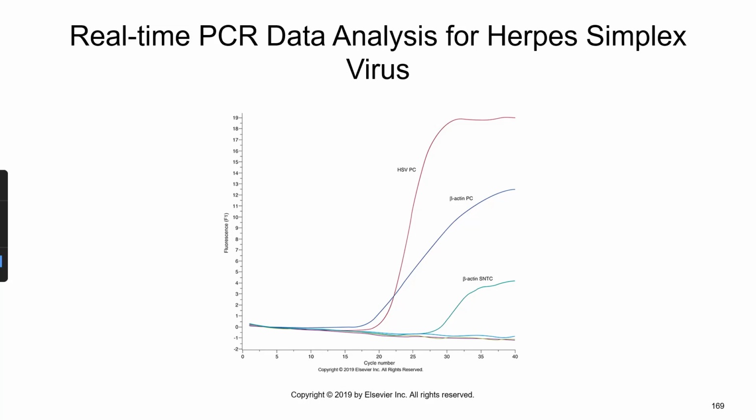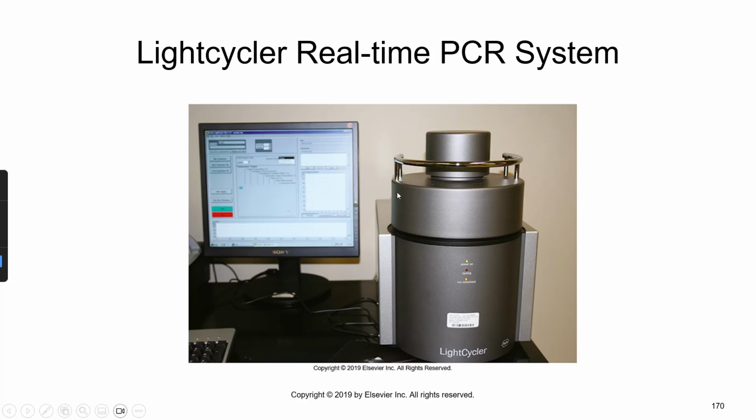So in real-time PCR data analysis for herpes simplex virus, this is just a chart that shows cycle numbers, and you can see the fluorescence increasing with the cycle numbers. So the longer we let the PCR run, the more we see the fluorescence increasing. This is a picture of one of the older systems that we used to use for real-time PCR. We have more modern systems today.